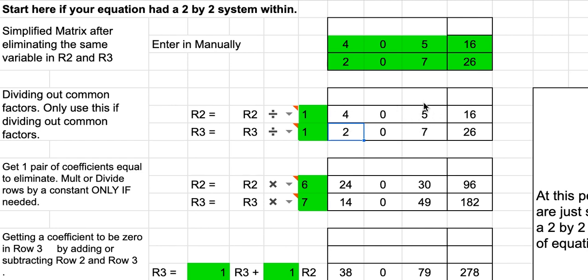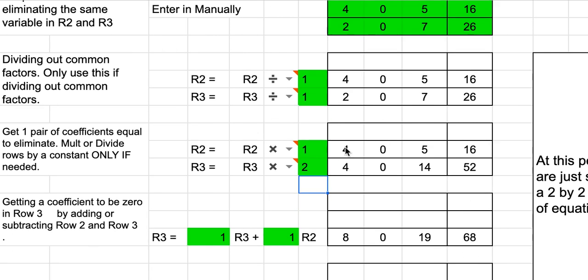So I could multiply this by 7 and this by 5. Or what about this one? I only have to multiply the third row by 2. So the second row I can leave alone. The third row though I multiply by 2. Okay, and now notice that the x coefficients are the same.